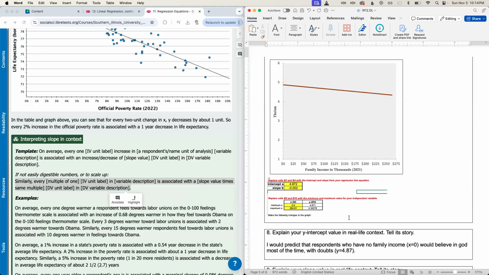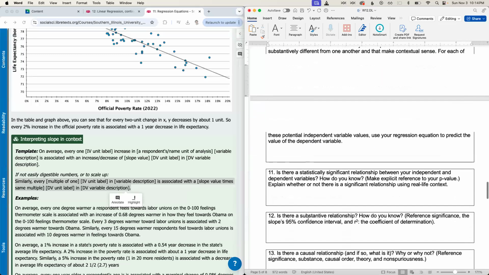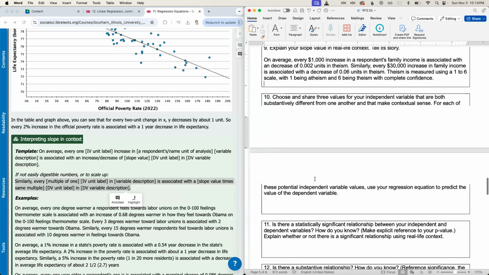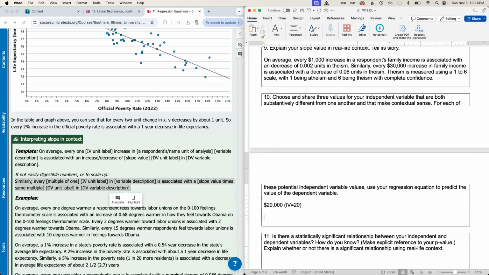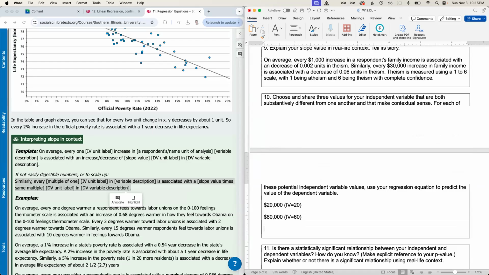Anyway, I'm not going to choose something unrealistic. So let's say this was number of hours worked. I'm not going to choose something like 500. Or if this was something on a scale of 1 to 10, I wouldn't choose a 0, right? So you want it to be within the bounds of where it is. So why don't I just choose, let's see, somebody making 20,000. So the IV would be 20. Somebody making 60,000. And somebody making 100,000. So now I have these that are spaced apart. That's what we mean by substantively different.